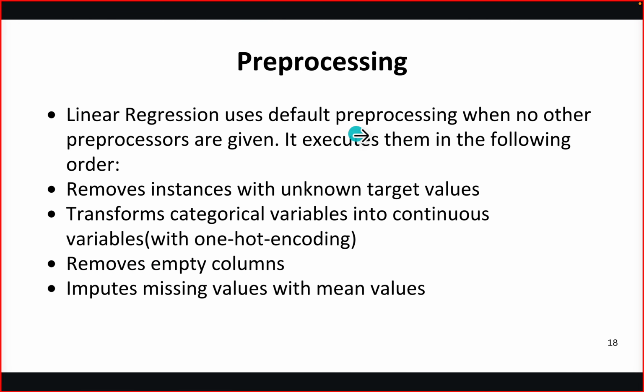Okay, pre-processing, I already told you the possible functions, but here you can see that they even remove instances with unknown target value. If we have an unknown target value, they just remove it from the data set. And just like we said, we transform the categorical variable into a continuous variable. We have a special name for this kind of transformation, called one-hot encoding. Only people in data science or machine learning call it one-hot encoding.